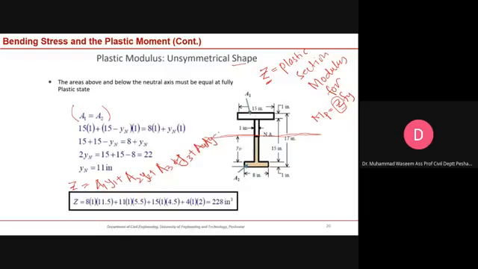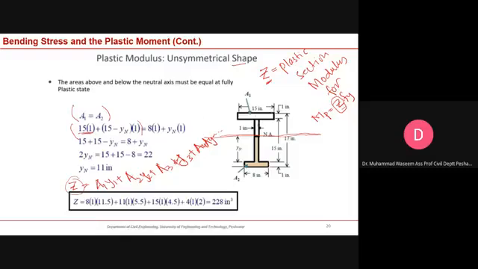So in this way, you can calculate the plastic section modulus for an unsymmetrical cross section. So let's go through it. Once we have to calculate the compression area, A1, this is the A1 area, the compression area. So this is A1, okay? It is equal to 15 times 1.